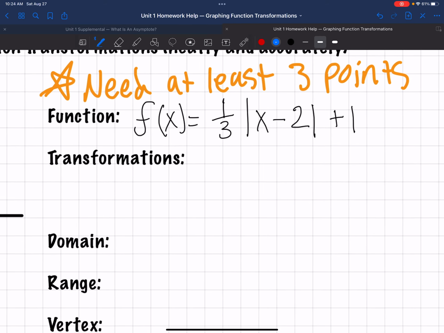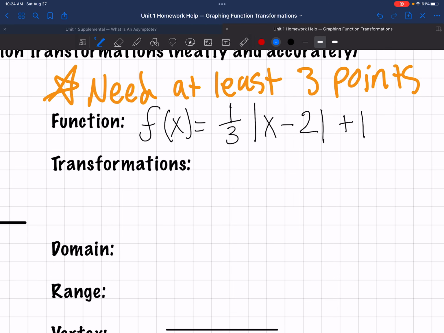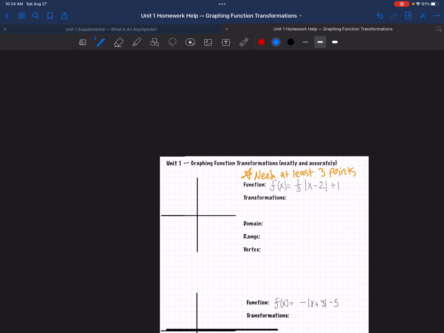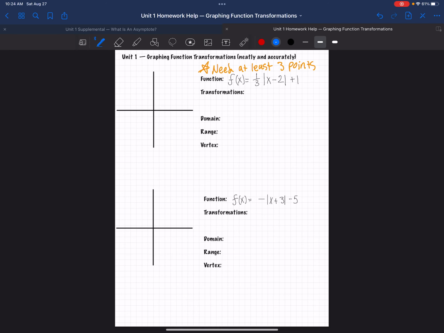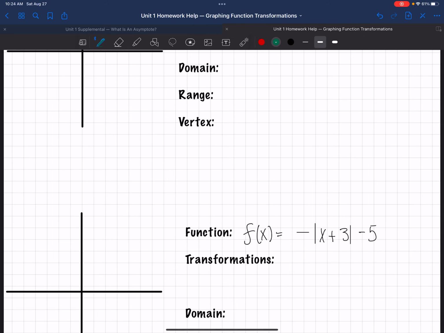Okay, so let's take a look at our first function here. I've got f of x equals 1/3 times absolute value x minus 2 plus 1. Here's what I'm going to do. Maybe in green somewhere for you to see, I'm going to write a f of b times x minus c plus d. This is something you should know because we've talked about that in class, right? Those are my general function transformations.